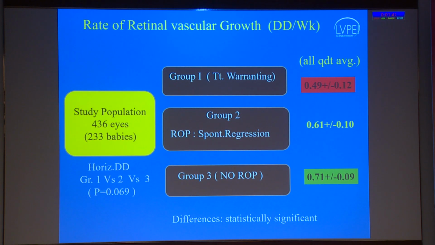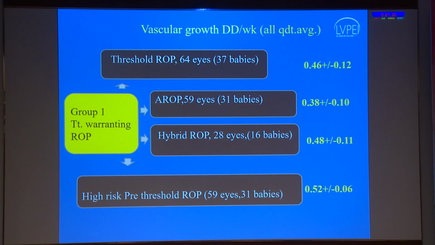And the rates of vascular outgrowth are this. The lowest was in the treatment-warranting ROP, that is 0.49 plus or minus 0.12 disc diameter per week, followed by group 2 and followed by group 3 with no ROP, where the vascular outgrowth rate normally was 0.7 disc diameter per week. The subgroup analysis in the treatment-warranting group showed that the vascular outgrowth was lowest in AROP, as we see here, 0.38 disc diameter, followed by the other groups.